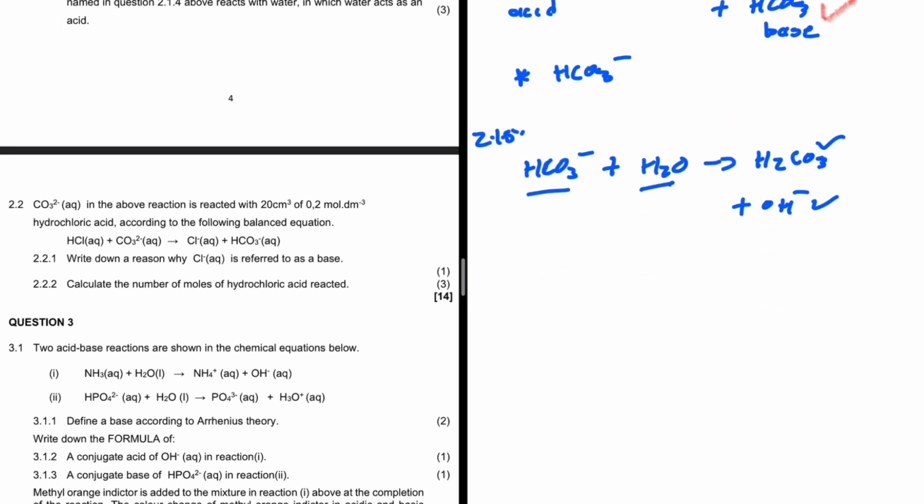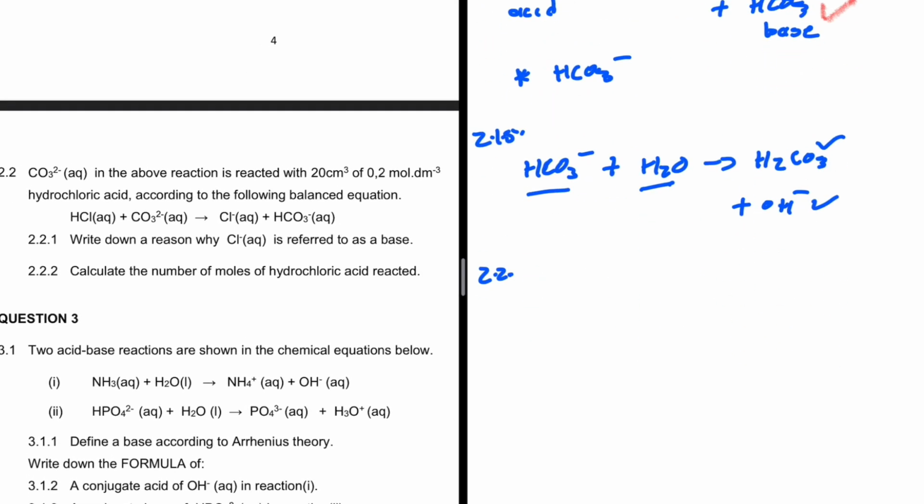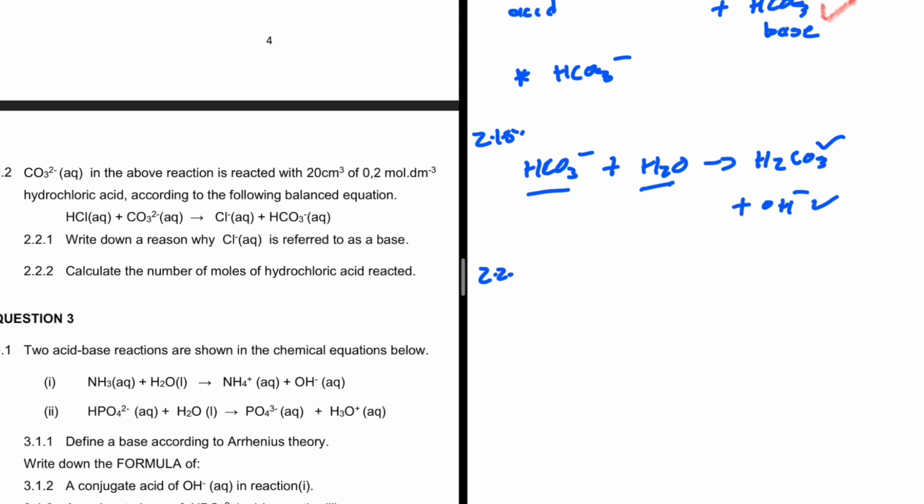So in 2.2, CO3 to the 2 minus in the above reaction is reacted with 20 centimeter cube of 0.2 mole per decimeter cube of hydrochloric acid according to the following balanced equation. Okay, write down a reason why Cl minus is referred to as a base. So take a look at this.